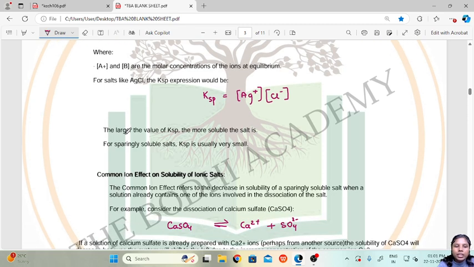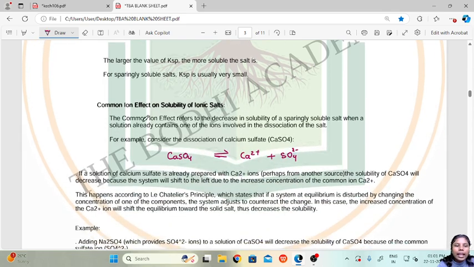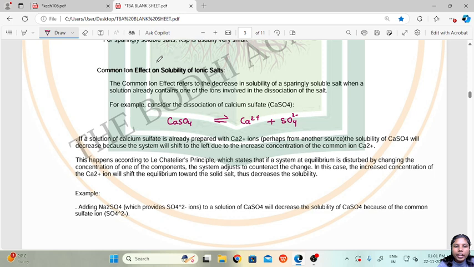One thing to remember is that when the value of Ksp is large, the salts are going to be more soluble. For sparingly soluble salts, Ksp is usually very small. The last topic is the common ion effect on solubility of ionic salts. The common ion effect refers to the decrease in solubility of sparingly soluble salts when a solution already contains one of the ions involved in the dissociation of the salt.